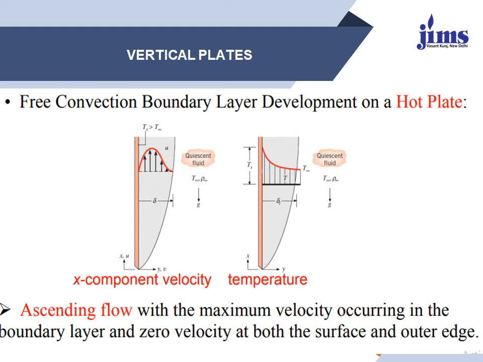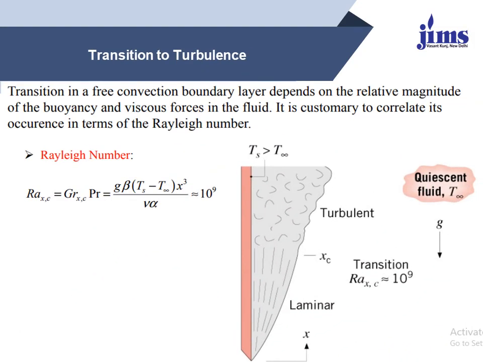It has been observed that during heat transfer from a heated surface to the surrounding fluid, the fluid adjacent to the surface gets heated and moves due to the buoyancy force. So the buoyancy force also plays a very important role. Next is transition to turbulence. Transition in a free convection boundary layer depends on the relative magnitude of the buoyancy and viscous forces in the fluid. It is customary to correlate its occurrence with the Rayleigh number.